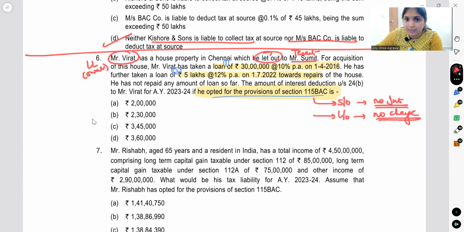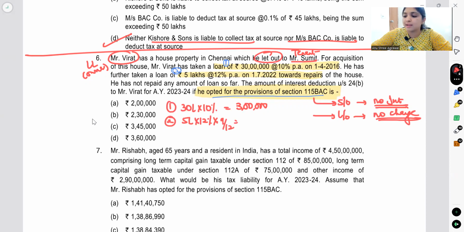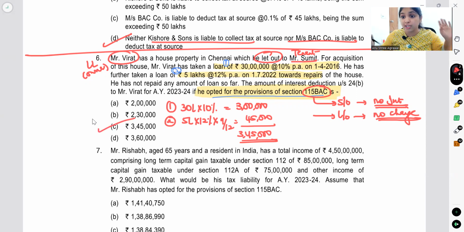How much interest will he pay? 2 interests he'll be paying. For the first loan, for this 30 lakhs loan, 30 lakh into 10% he'll be paying. Nothing has been repaid, they are saying. So here we will have 3 lakhs. Then for the second loan, 5 lakhs into 12%, but the loan is taken only during the year, only on 1st July. So 9 months. So 5 lakhs into 12% into 9 by 12, this is going to be 45,000. So total interest 3,45,000. Let-out property, you can claim interest as a deduction without any limit. Full 3,45,000 you can claim as a deduction. Even though assessee is following 115 BAC, no change for let-out property.